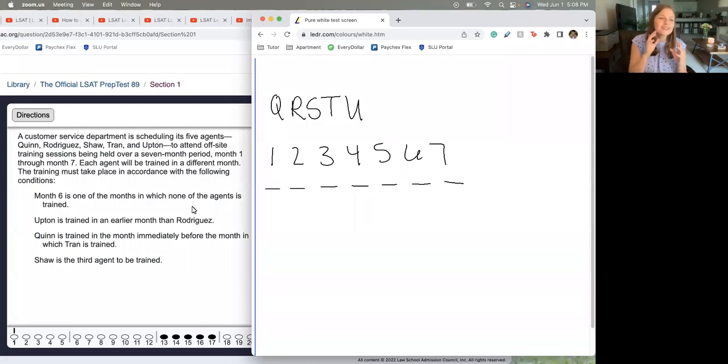So to create worlds, we're going to have to go through each of our rules and we're going to try to eliminate the rules. The way that we do that is by creating these different scenarios so we don't have to think about the rules anymore. So for example, with rule 1, if we know that month 6 is a month where no agent is being trained, how can we put that into our diagram so we don't have to think about it anymore?